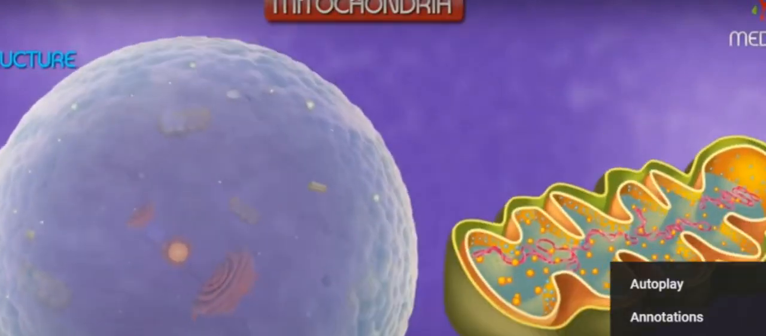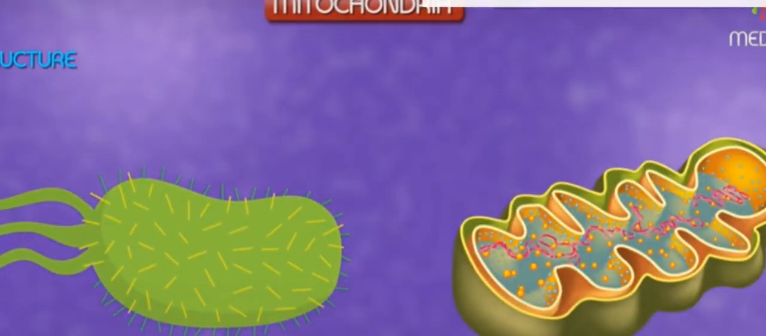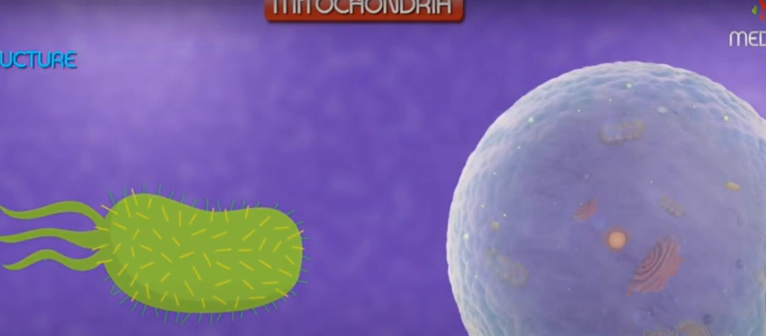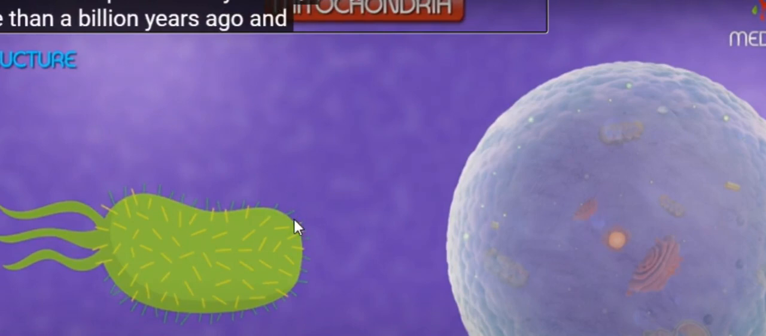Mitochondria. Structure. Mitochondria are intracellular organelles found in almost all human cells. Mitochondria are thought to be derived from the aerobic bacteria that invaded the proto-eukaryotic cell more than 1 billion years ago. What it is saying here is that the mitochondria generally seem like bacteria, without flagella, meaning without the tail.